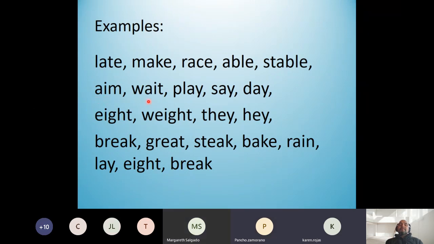Aim, aim. Wait, wait. Lay, lay. Say, day. Come on, go on. Wait, wait. Day, day. Break, break. Go on. Lay. Eight, break.